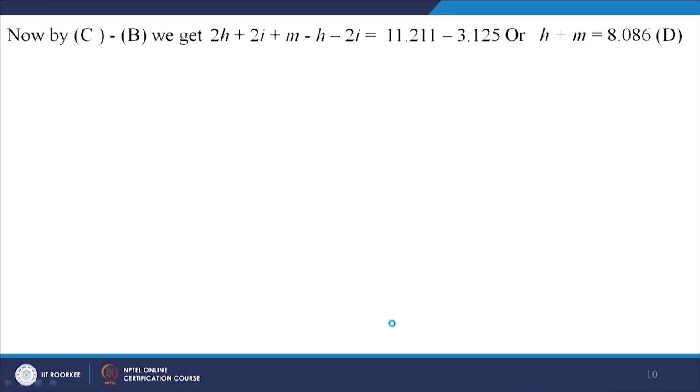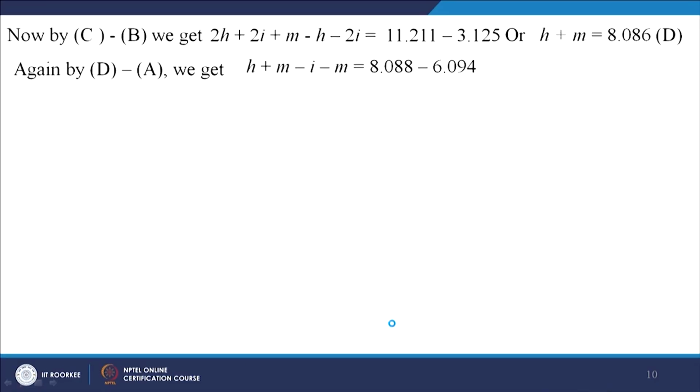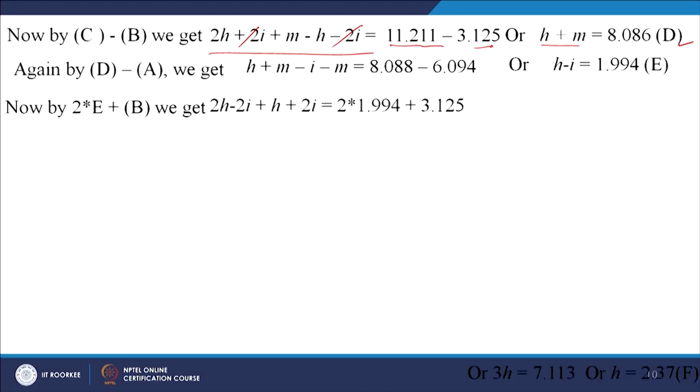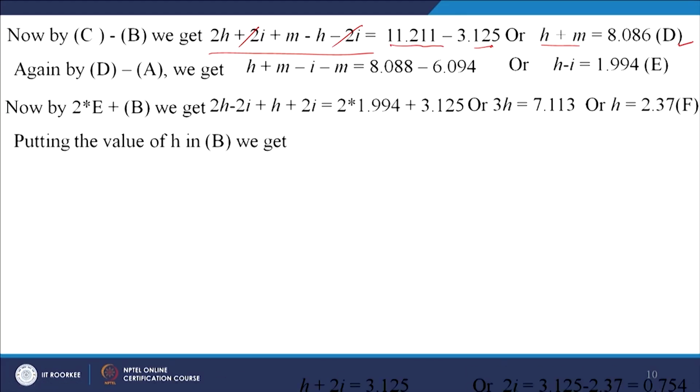Then by C minus B we can get this expression, 2H plus 2I plus M minus H minus 2I. So we will be putting the value of this expression. So then the right hand side of C and B. So this equal to this. So H, this 2I is cancelled. So H plus M is equal to 8.086 is another expression we are getting.